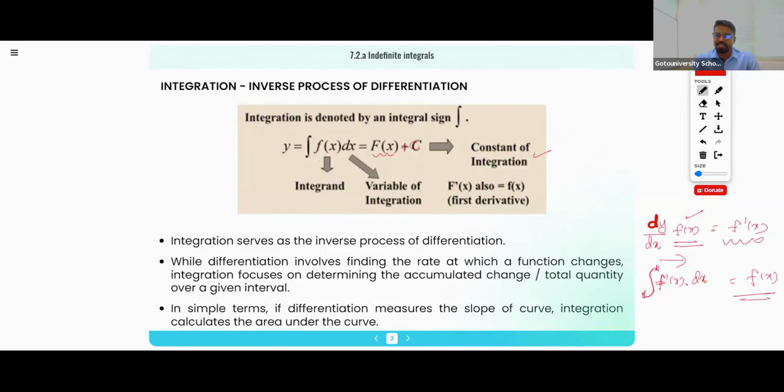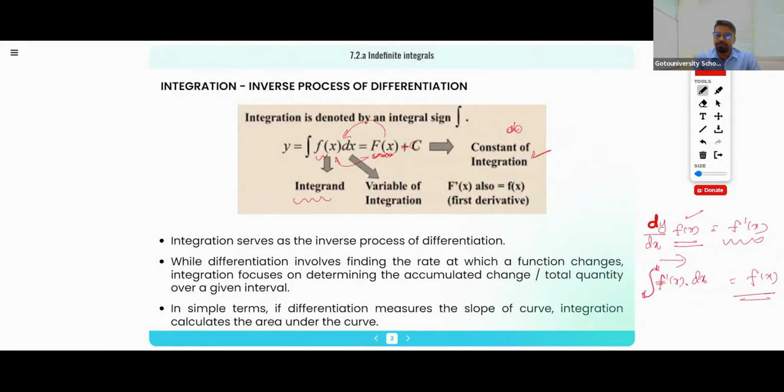C is called a constant, an arbitrary constant, which may not be clearly known to us until we do the definite integrals. Right now it's a random constant. So when we do integration of a given function, we get some answer that is actually the antiderivative of the given function. Suppose this function is differentiated, we get this given integrand. The function on which we do integration is called the integrand.